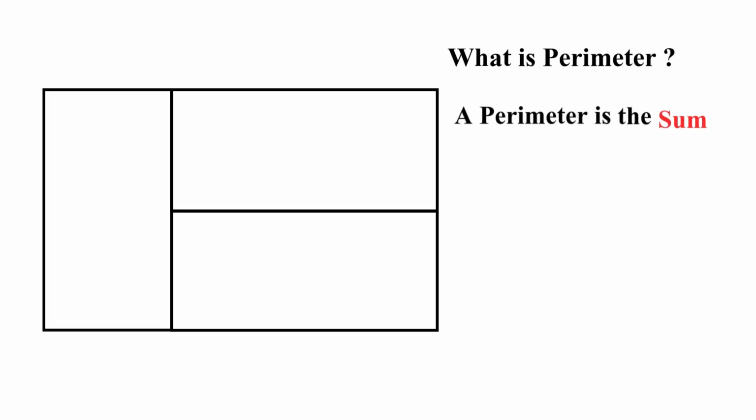All right, before we dive in, do you know what a perimeter actually is? A perimeter is just the sum of all the side lengths of a shape. Now, let's look at our rectangle and label the sides.